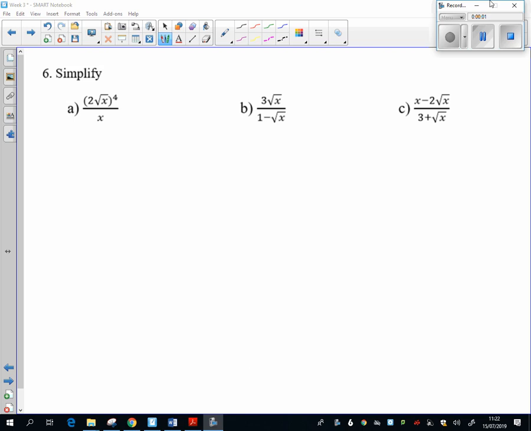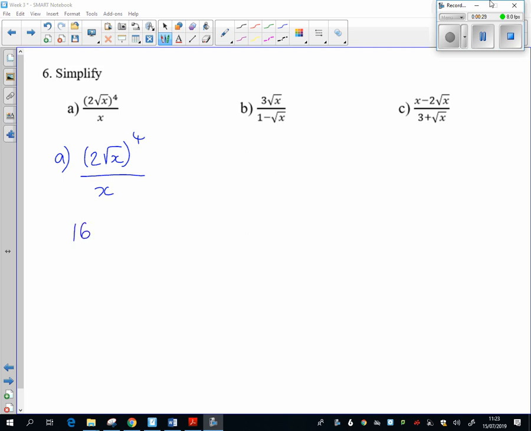Okay, question 6, we are simplifying some surds with algebra. So for A, it's that numerator I've got to be careful of. Just don't forget that both the 2 and the root x need to be raised to the power of 4. So 2 to the power of 4 is 2, 4, 8, 16.